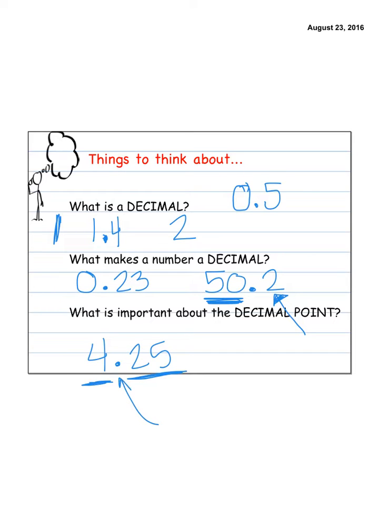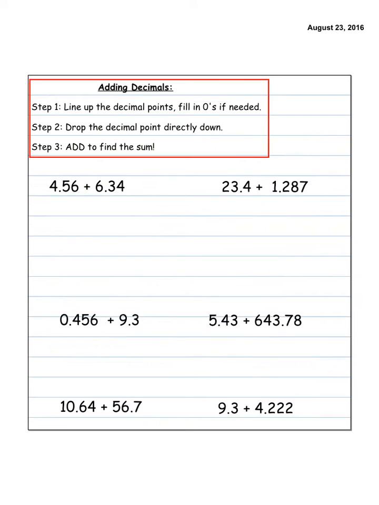Remember, the decimal point, when we read it, we say "and." So 4 and 25 hundredths. 3 and 5/10. We want to stay away from saying 3.5, and instead we want to say 3 and 5/10. And the "and" is telling us we have something along with the whole number.